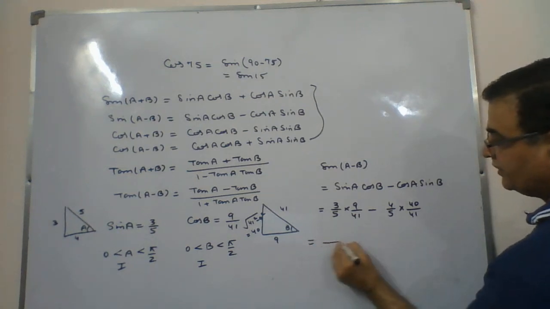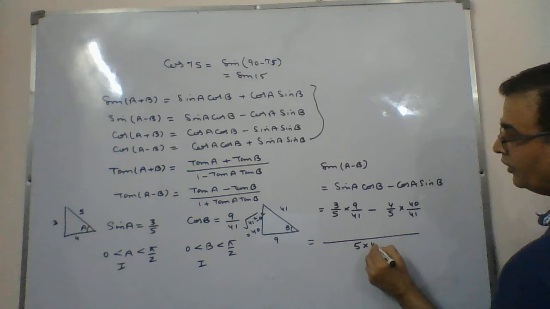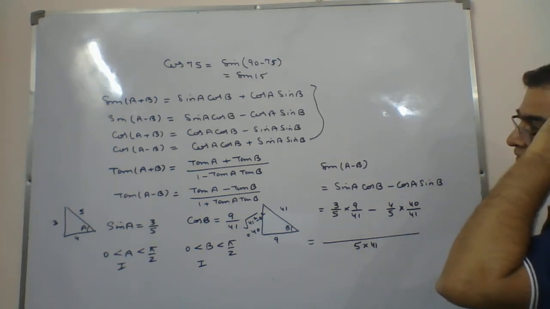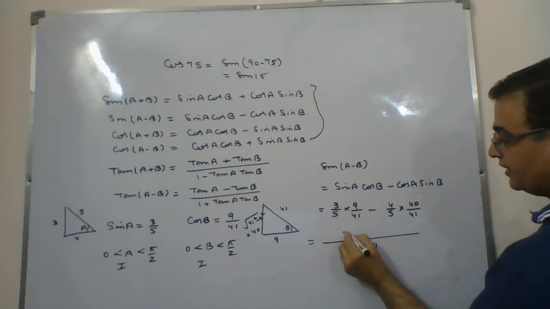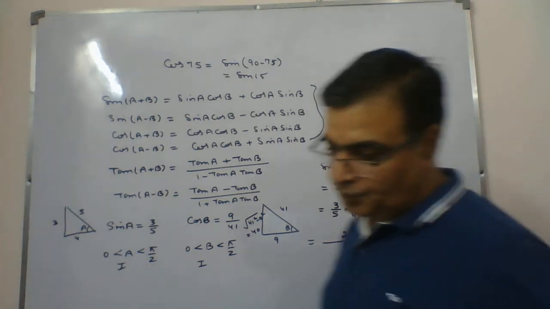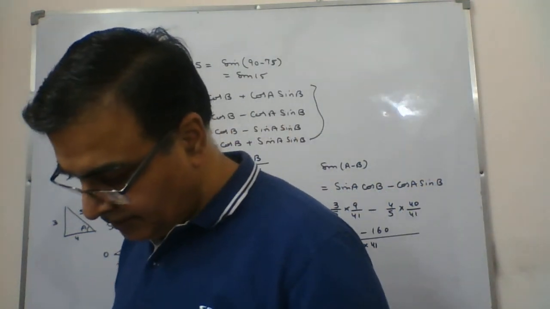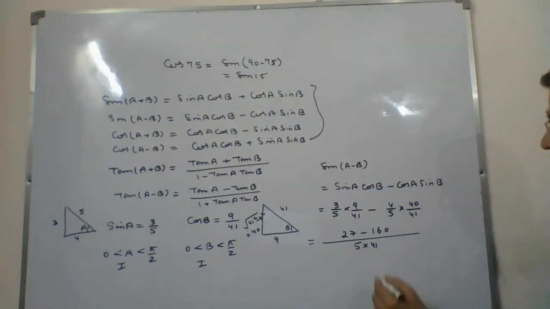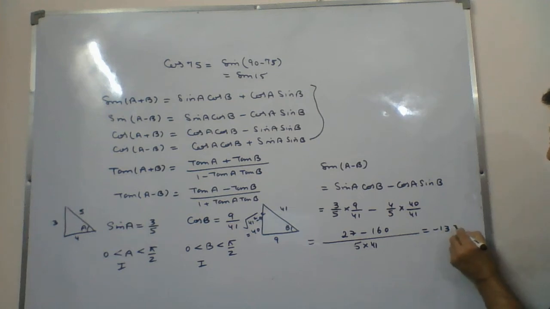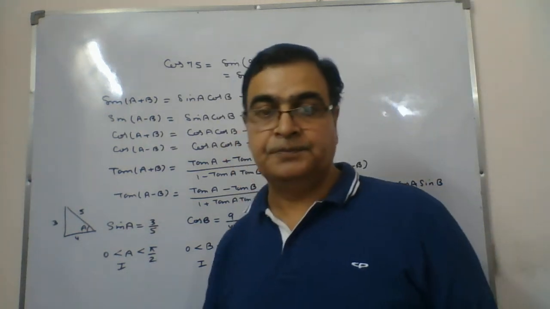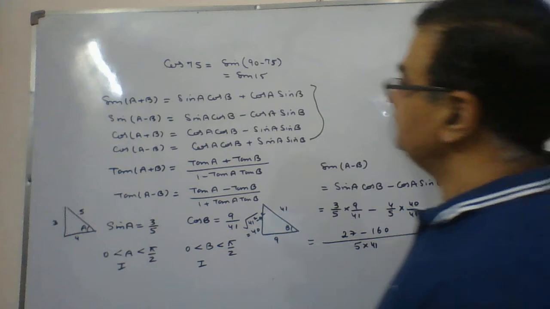So now when you take the LCM, 5 into 41, and what is the value here in this case? 9 3s are 27 minus 160. Now you can solve it. Your answer comes out to be, this is sine A minus B we are taking, minus 133 by 5 ones are 5 and 5 fours are 20, 205. This will be the answer we have. One more question I'll take on this.